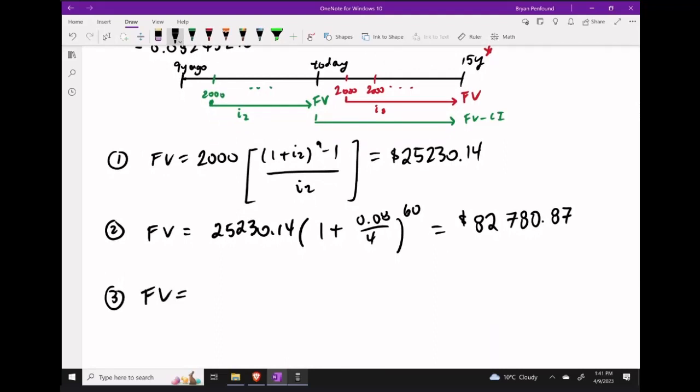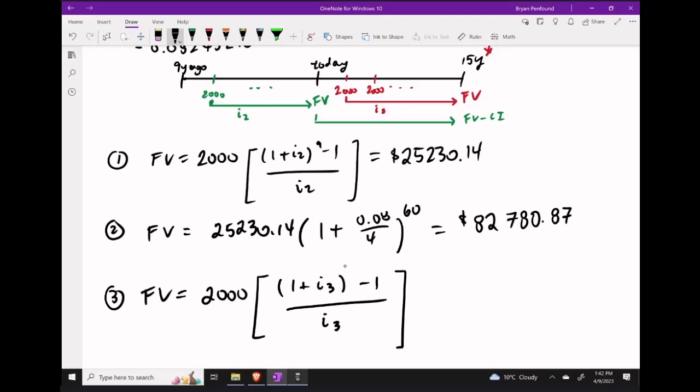So in our next step, we want to calculate the future value of the red payment stream. So here we do have payment sizes of $2,000, only now we want to use the equivalent rate of I3 to do the work. Now, since payments are happening semi-annually here, and we're going through a time span of 15 years, that means we're going to be making 30 equal-sized payments.